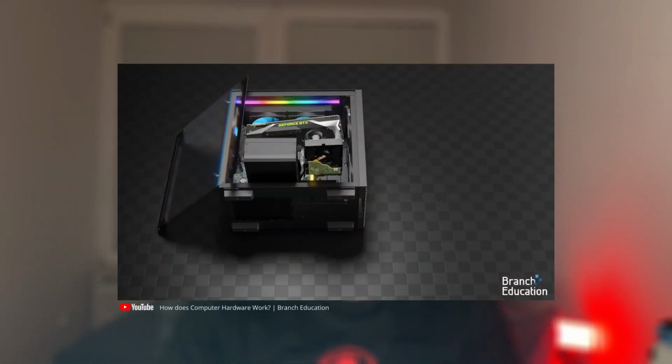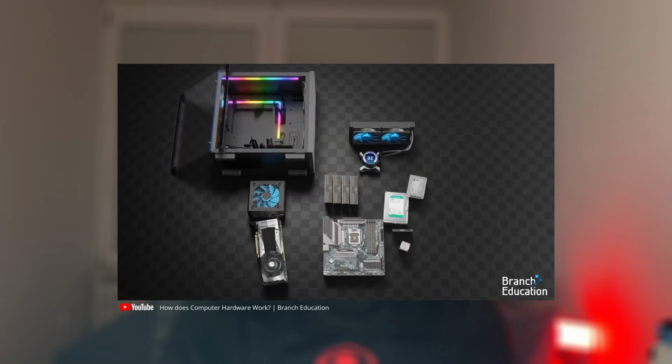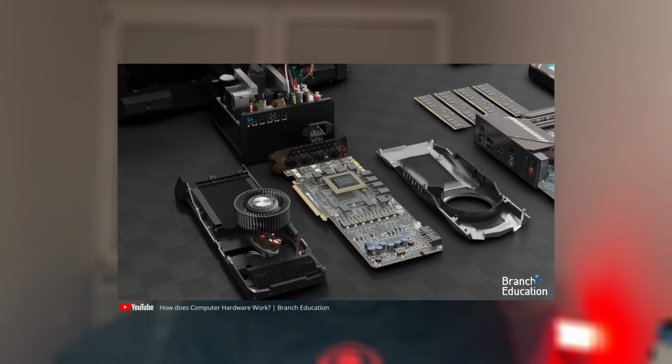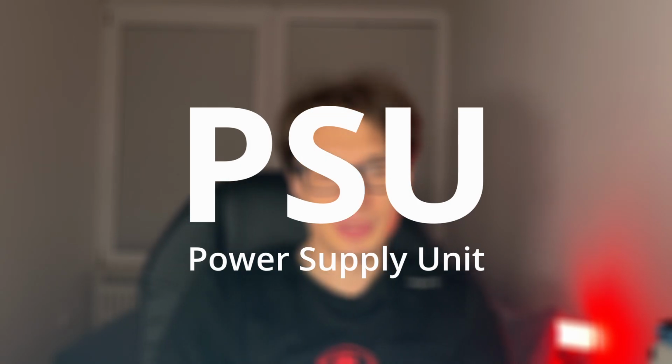Hi, my name is Sergey, and today we will be talking about hardware and all computer components, how they connect to each other, how they operate, what their responsibilities are, and so on. And we will start from the power supply unit.